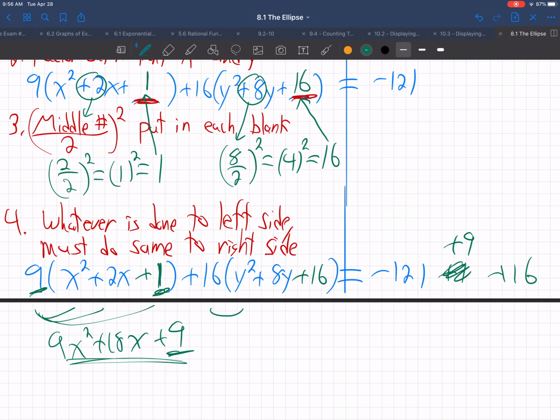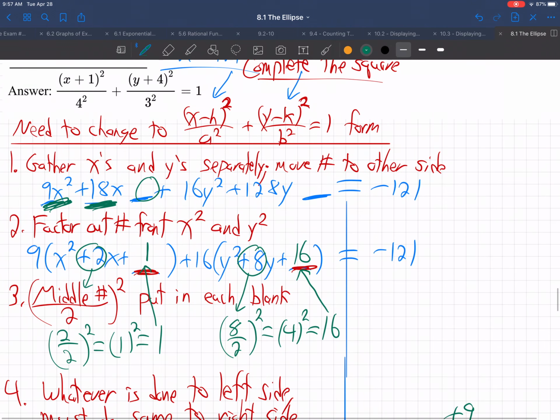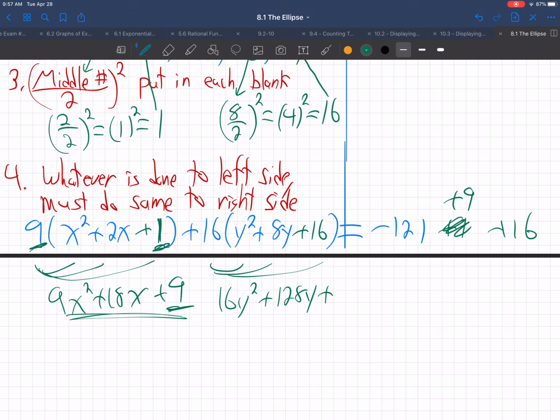Same thing over here. This 16, if I multiplied it out, go back to 16y squared, 128y, no big deal. Those were there before, 16y squared, 128y. But there was nothing else. And now there'd be 16 times 16. What is that? 256. There'd be a brand spanking new 256.